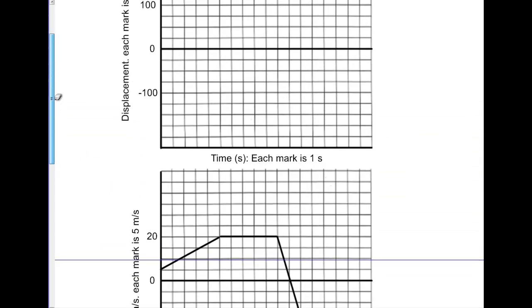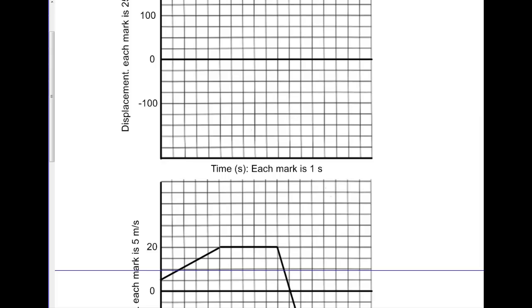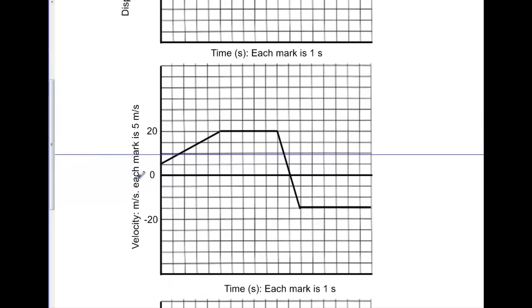When you're doing this, first make sure you understand the values of your axes. Here we have velocity in meters per second. Each tick mark is 5 meters a second, so we're going to have 5 here, 10 here, 15 here. Do not get confused and make this 1, because if you do that, you're going to mess everything up. Now our time: each tick mark is 1 second, so this is 1, 2, 3, 4, and 5. To generate my displacement versus time graph, all I need to do now is find the area.